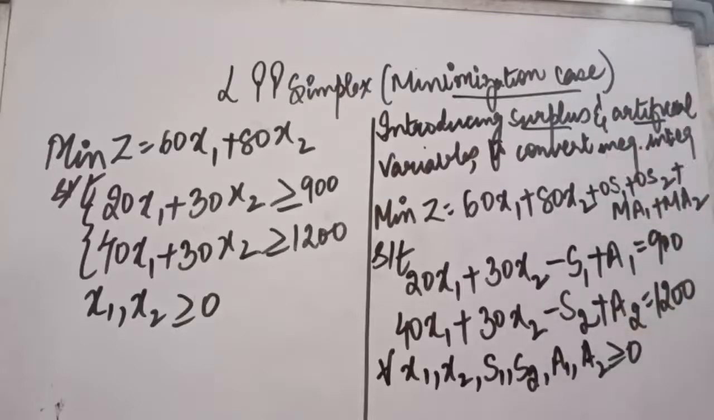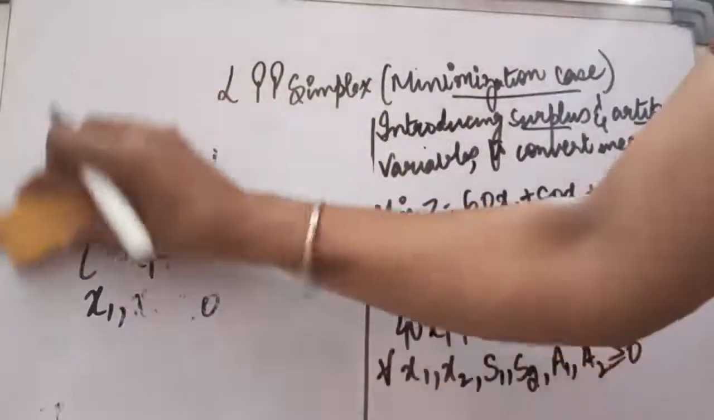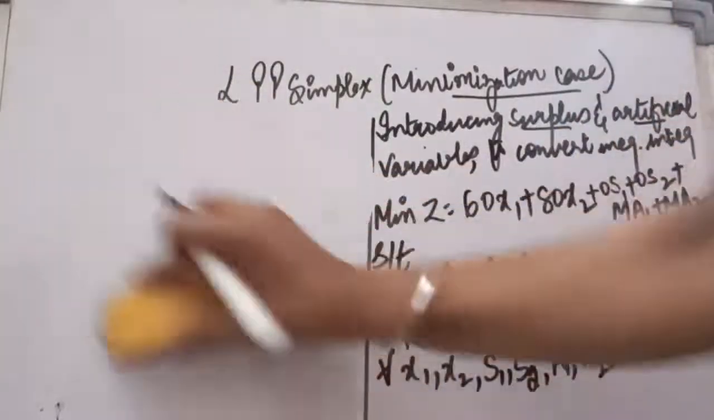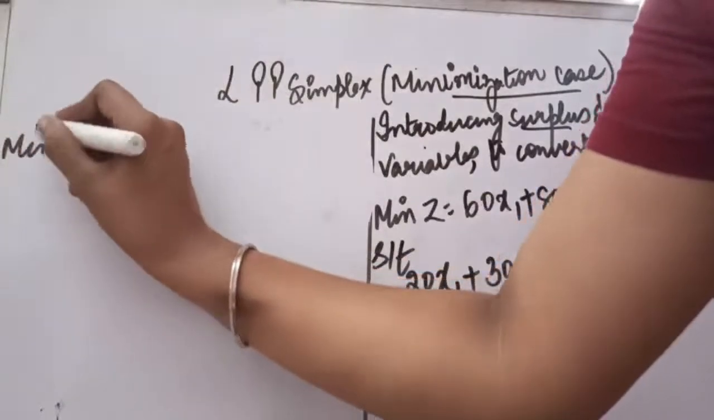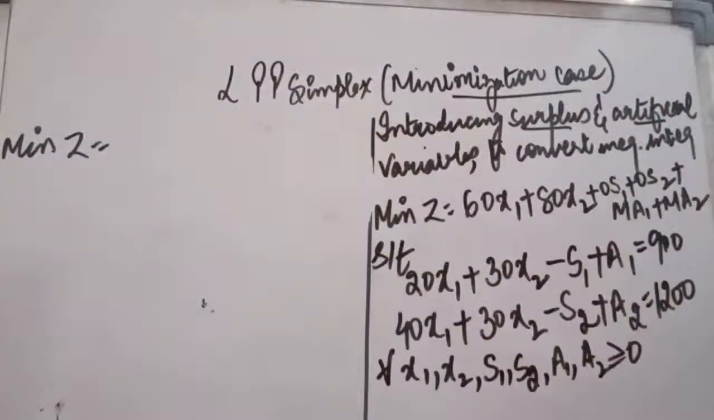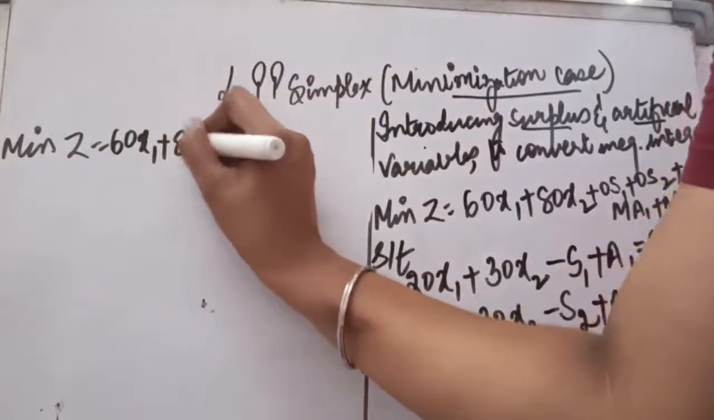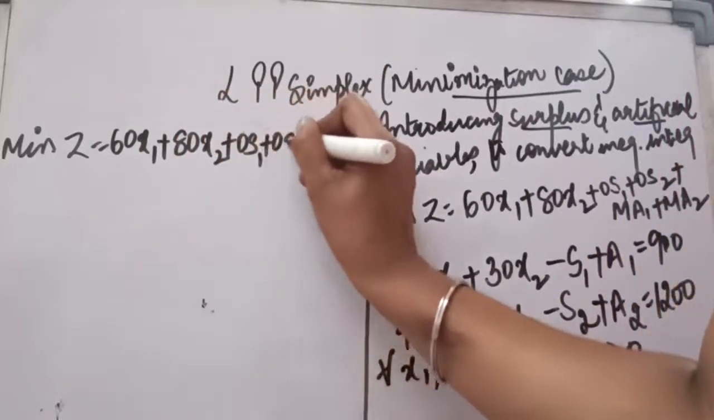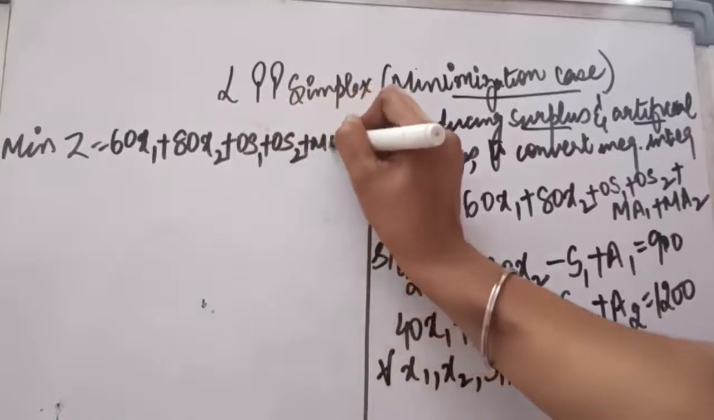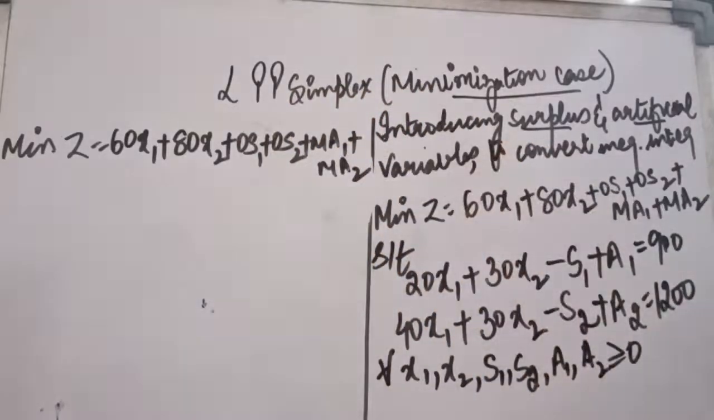Now once you complete this, we will do the same thing that we did in case of the maximization problem: we have to bring every variable in every row. The first is our minimize z. All the variables are already there, so we need not change it. So it is 60x1, 80x2, 0s1, 0s2, Ma1, Ma2. Exactly the same as I have written.